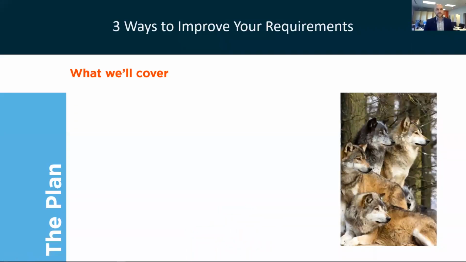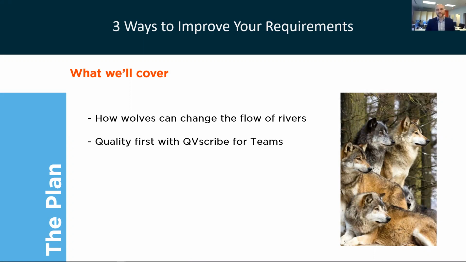So first, I'll just dive in with what we're going to be covering today. First, we'll talk a little bit about wolves and how they can change the flow of rivers. There is a connection back to requirements with that. And then the 3 main points that we had from the beginning, quality first with QVscribe for teams, on how QVscribe as an application can help teams get on the same page with the way their requirements are written and actually put quality ahead of everything else.